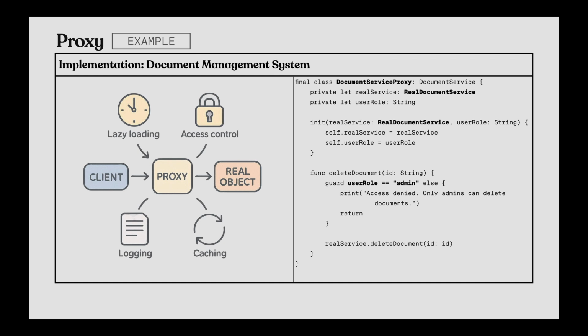From the client's perspective, it's still just calling delete document. The client doesn't know whether it's interacting with a proxy or the real object. The access control logic is completely transparent.